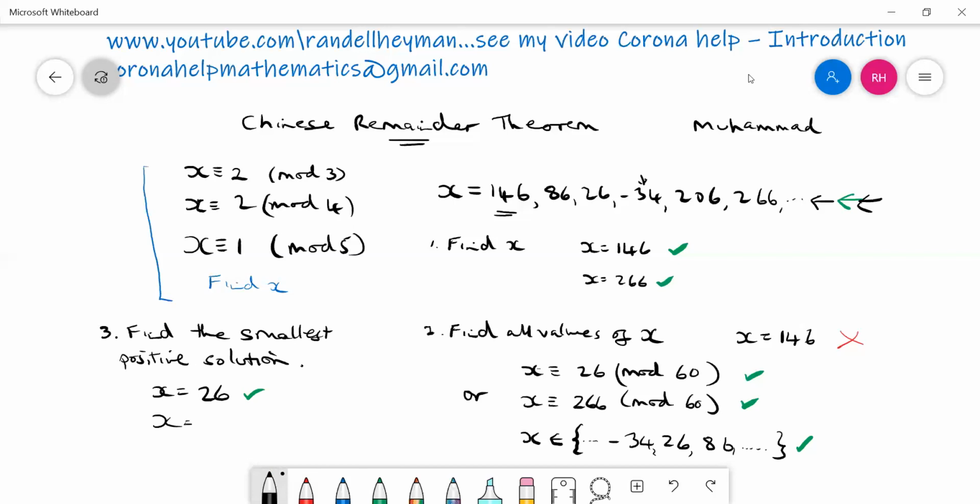If you write x equals 146, well, clearly that's not going to work. And even if someone actually wrote x is equivalent to 26 mod 60, that's not really answering the question properly. So you would also not give that 4 marks.